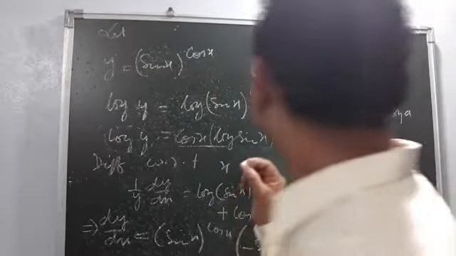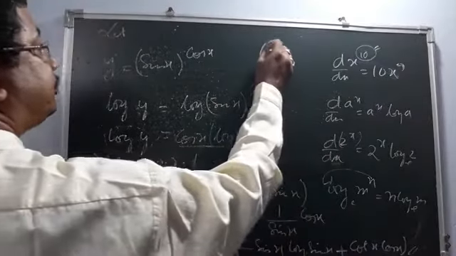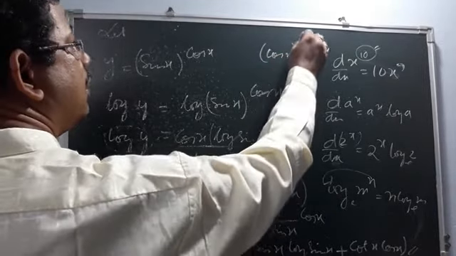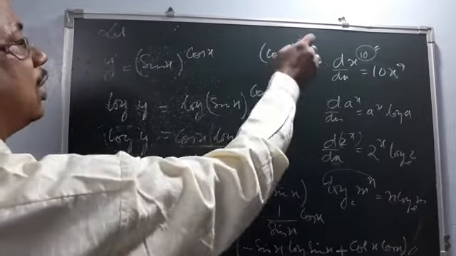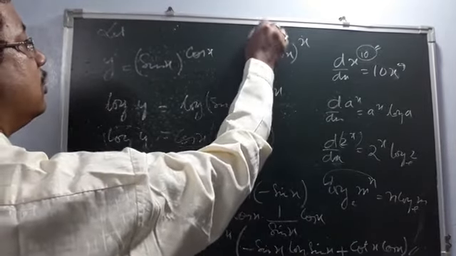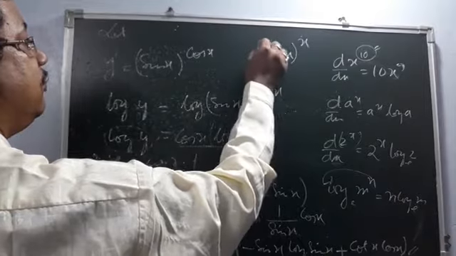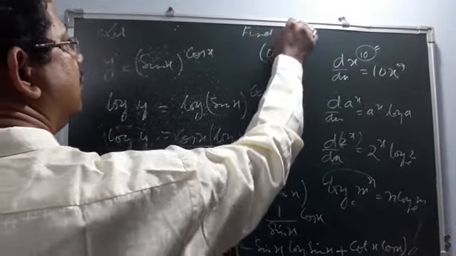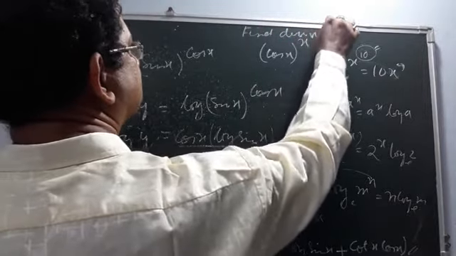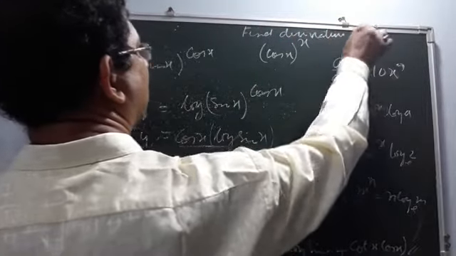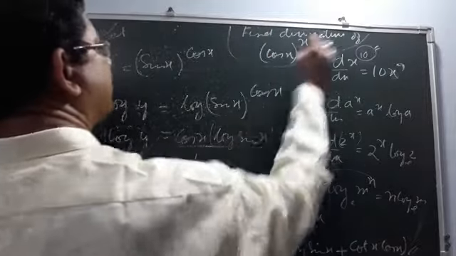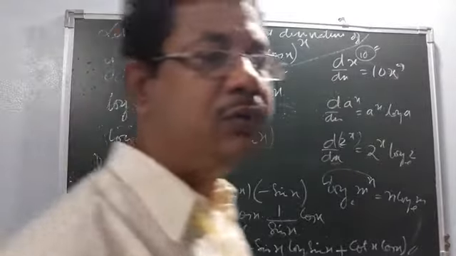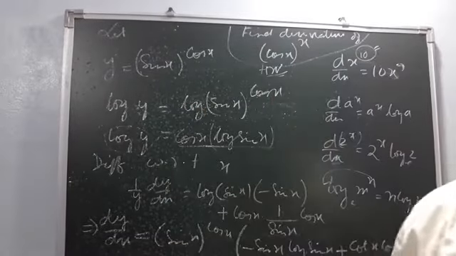So suppose it is cos x, power is x, both are variable, then how to do? So find the derivative of this one. This is your homework. So which procedure will you do? You will do it by using logarithm.